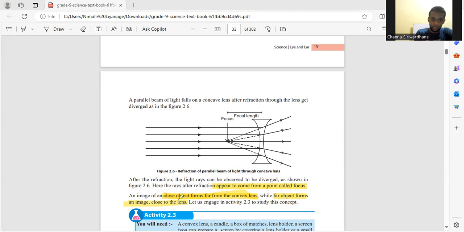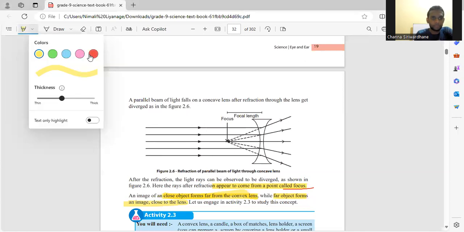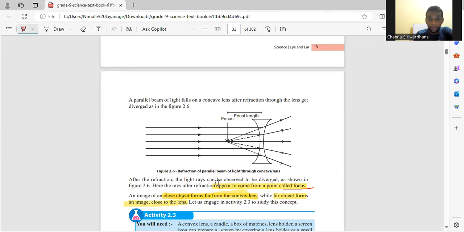As shown in the figure, here the rays after refraction appear to come from a point called focus. Now you have to pay attention to this special word, right? Appear to come.